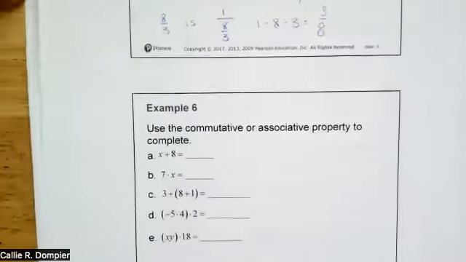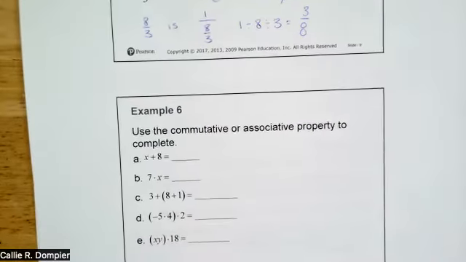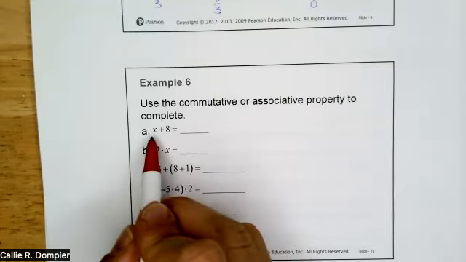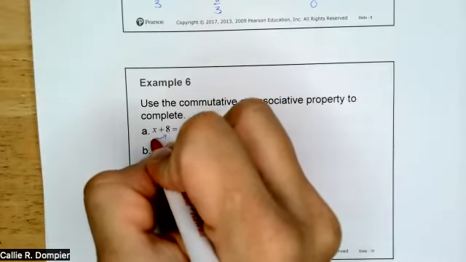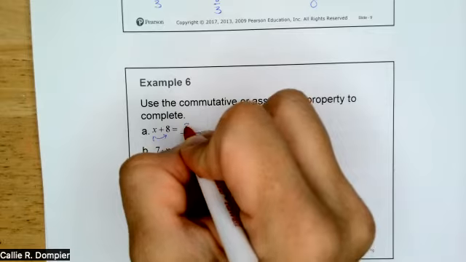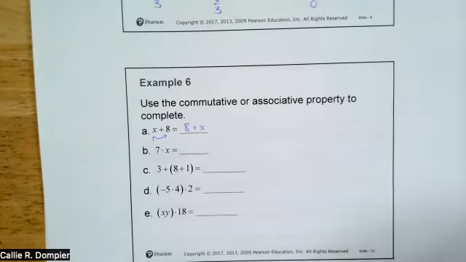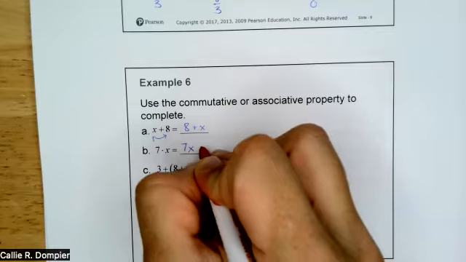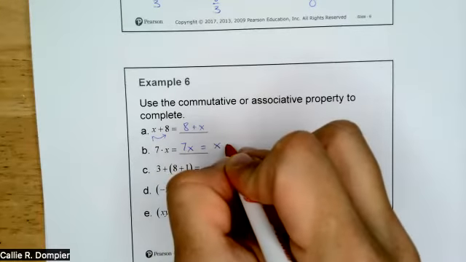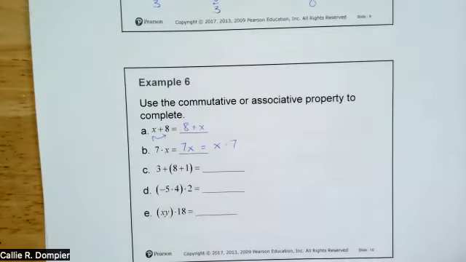Use the commutative or associative property to complete. It will become clear which you're able to use, right? X plus 8, we have to commute. We have to move them. 8 plus X. 7 times X, which we can also write as 7X, becomes X times 7.